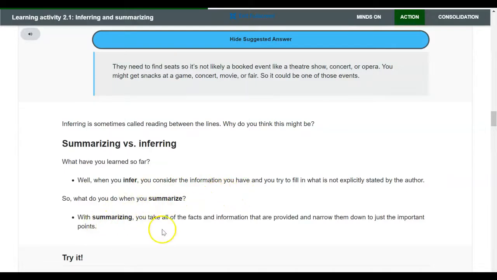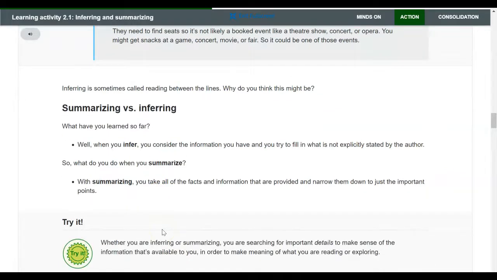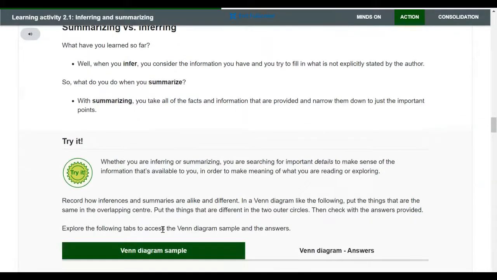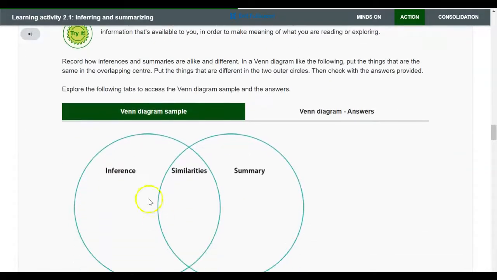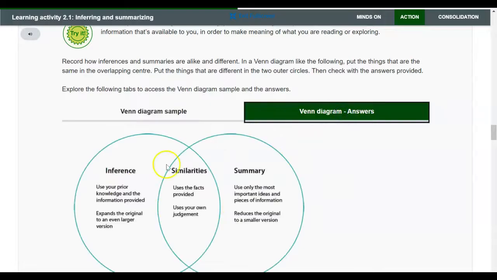Whereas summarizing, you take all the facts and information that are provided and narrow them down to just the important points. All right, so if you look at inferring and summarizing, what is the difference and what are some of the similarities? So again, you're sort of filling in the blanks with inferences, and with a summary, you're using the facts.